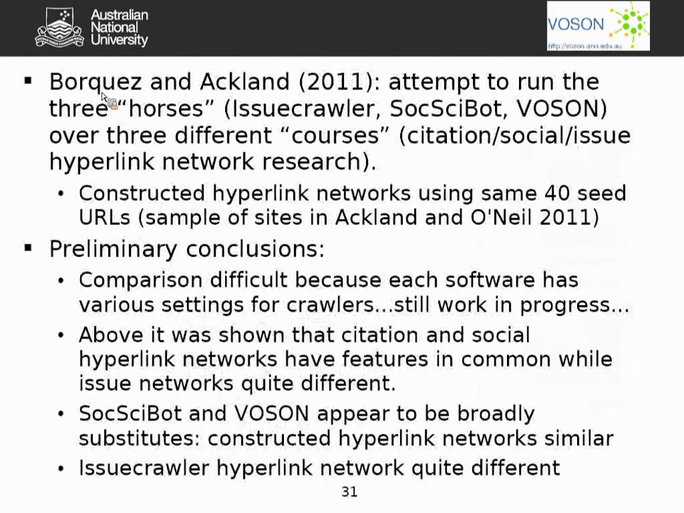So what Francisca and I do in this paper is attempt to run the three horses over three different courses. Namely, we use them to construct citation, social, and issue hyperlink networks, or to do those three disciplinary variants of hyperlink network research using each of those three tools. And the question is, is one tool better or worse for each of these types of analysis?